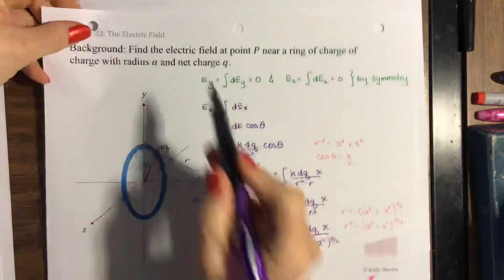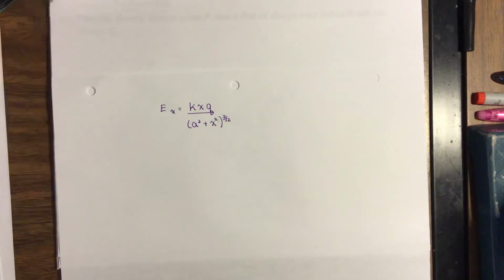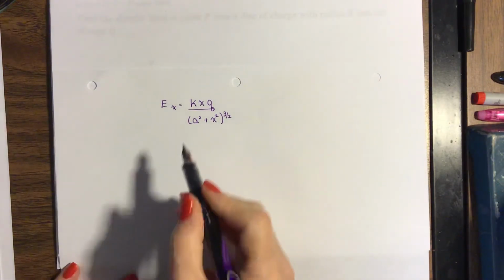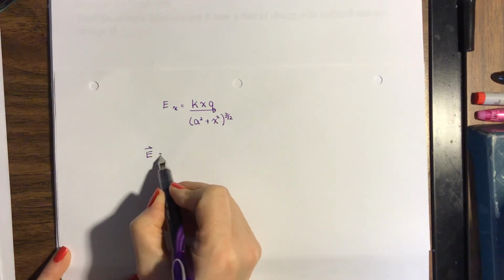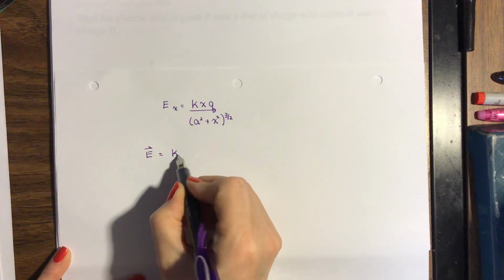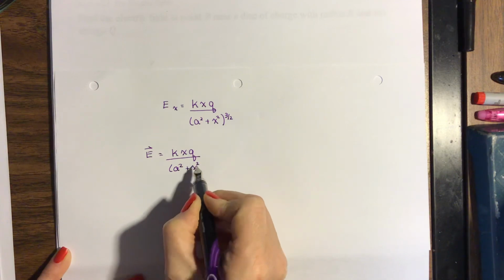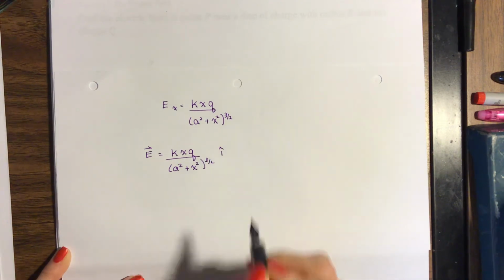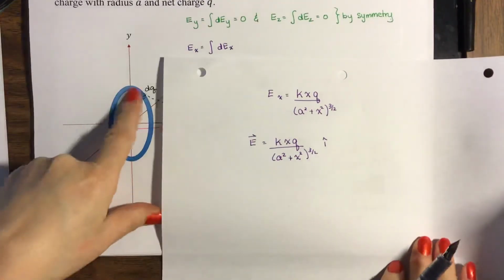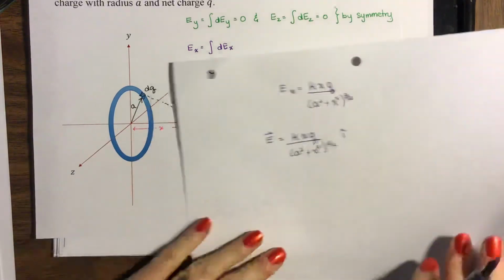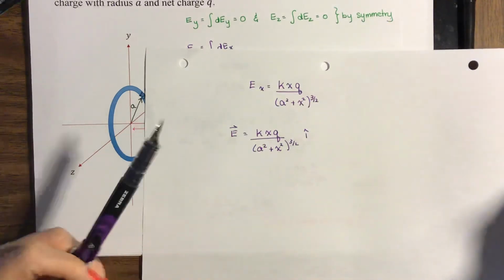To finish, we were asked to find the electric field at point P. Our electric field is a vector, so we just have to finish by writing our result as a vector. So we know that it doesn't have a y component or a z component, so our net electric field is all in the x direction, which means we write the magnitude with the direction. So this is the electric field of a ring of charge with net charge q and radius a. We're going to take this result and apply it to the disk of charge to find the net electric field of a disk of charge.